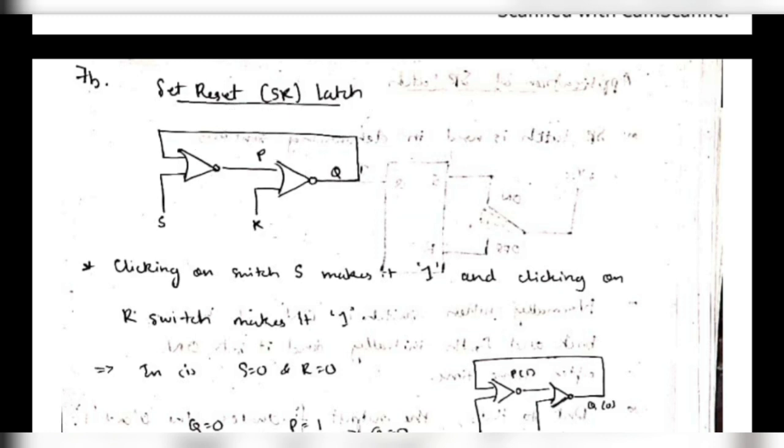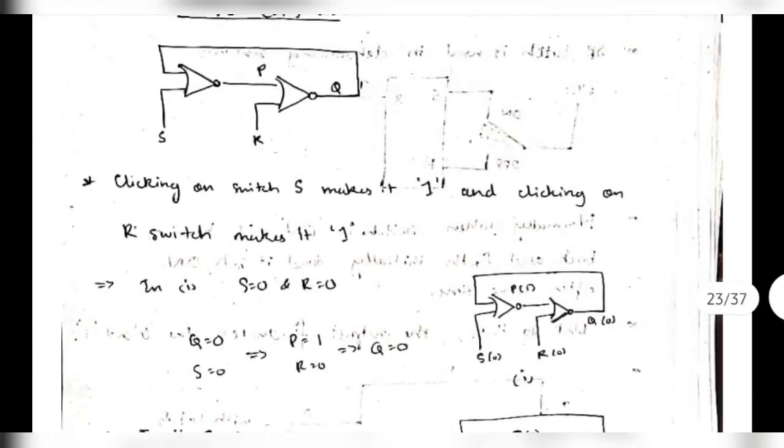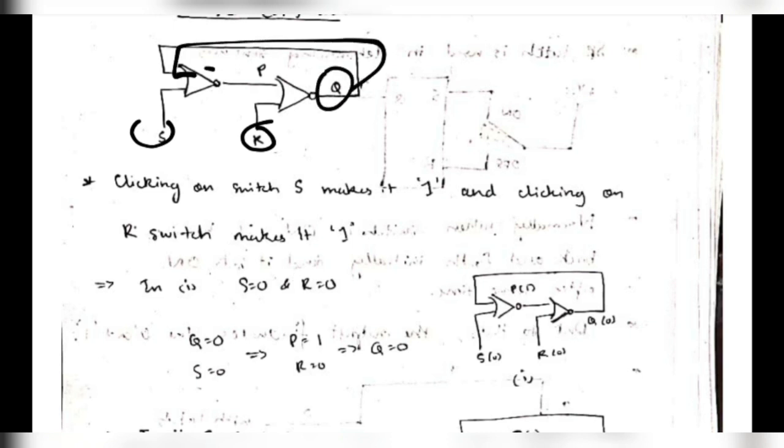Now it's very simple here. S means set, R means reset. So whenever you set, meaning you make S as 1, Q will become 1. Q is the output, so Q will become 1. When you make R as 1, Q will become 0. R is reset, right? So when you make it 1, Q will become 0. That's what happens. If S and R both are 0, whatever Q was will remain the same.